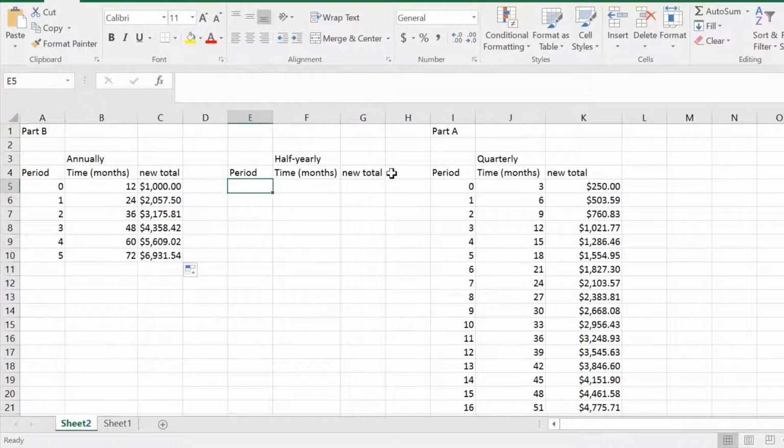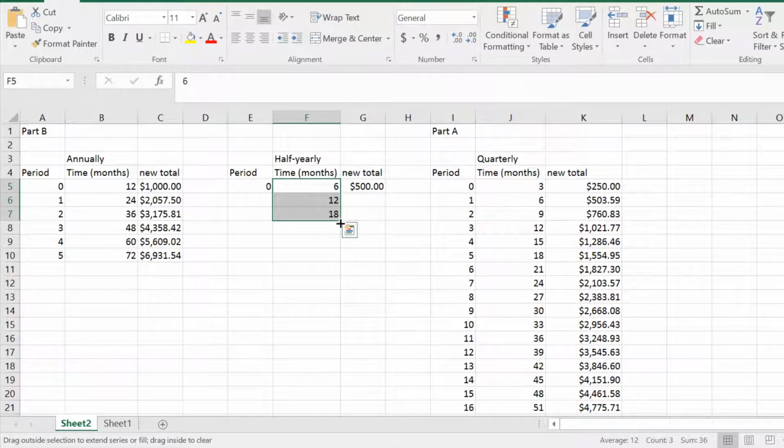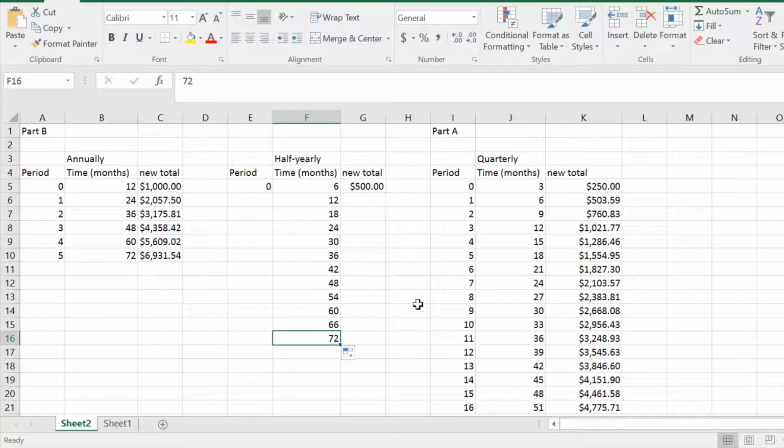Again, just start by filling out period 0. At the end of that, 6 months has passed, and we have a total of $500 in the account. Now, it's every 6 months, so it's going to go 6, 12, 18, and we'll copy it down. How far do we need to go? Well, we're comparing them all like for like. They need to be in there for the same amount of time. So 72 is what we want, and sure enough, it goes to 72 for us.